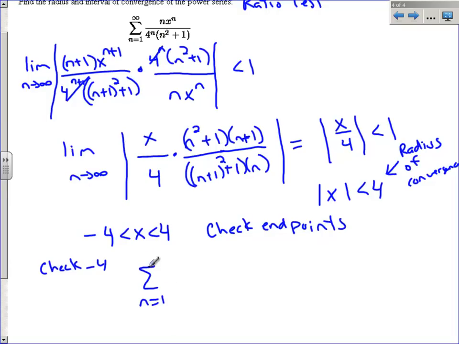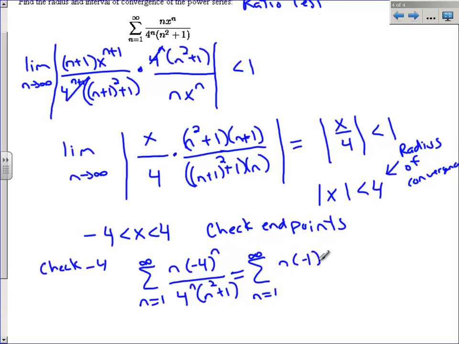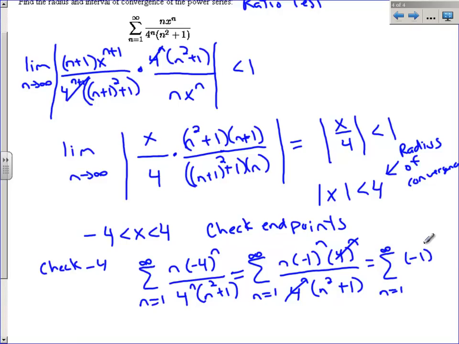So that's going to be the sum from 1 to infinity of n times -4 to the n power over 4 to the n over n squared plus 1. Now this is the same thing as n times -1 to the n times 4 to the n, and then I've got the bottom 4 to the n times n squared plus 1. Now I can cancel my 4 to the n's, and I just have to take a look at the series. What do I have left over? I have an alternating series.